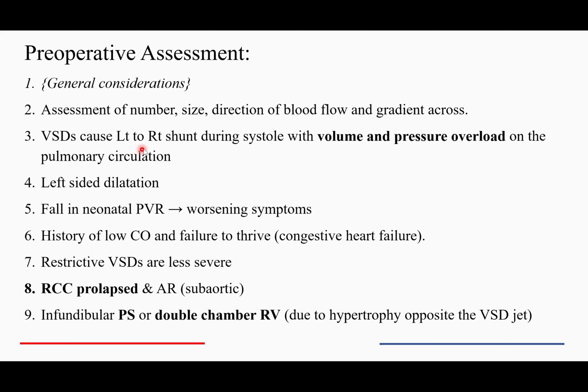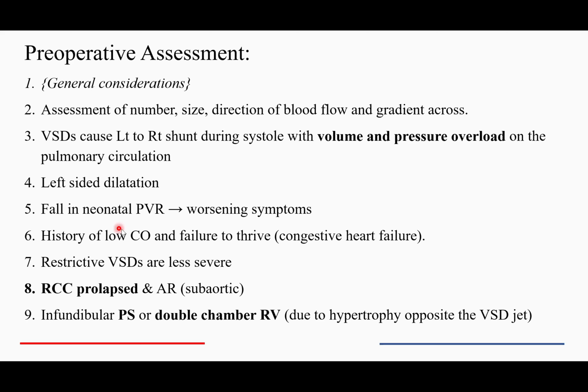VSDs cause left to right shunt during systole with volume and pressure overload on the pulmonary circulation. So in the ASD, there was diastolic volume overload on the right side. But here it is the systolic volume and pressure overload on the pulmonary circulation. So the pulmonary circulation is under much pressure, whether volume or pressure, so pulmonary hypertension develops more quickly. Left-sided dilatation, because more blood comes from the lung to the left side, so the left side receives more blood, so it dilates.